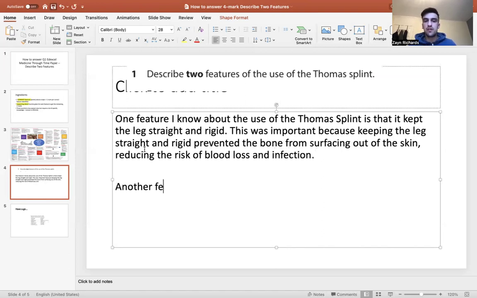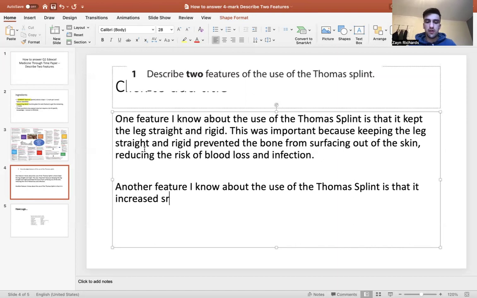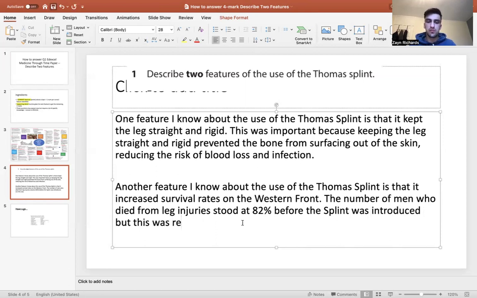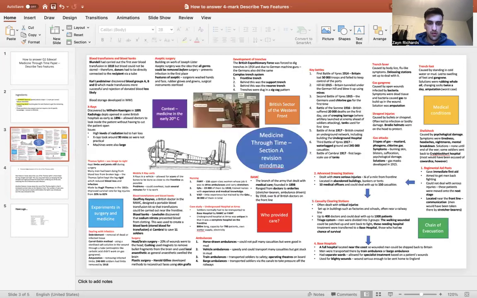Okay, and then I'll say another feature I know about the use of the Thomas splint. If you run out of time, just put another feature I know. Another feature I know about the use of the Thomas splint is that it increased survival rates on the Western Front. The number of men who died from leg injuries stood at 82% before the splint was introduced. This was reduced to 20%, was it?